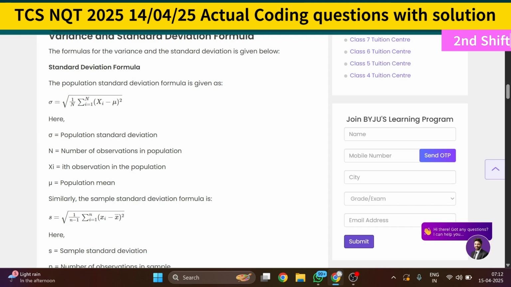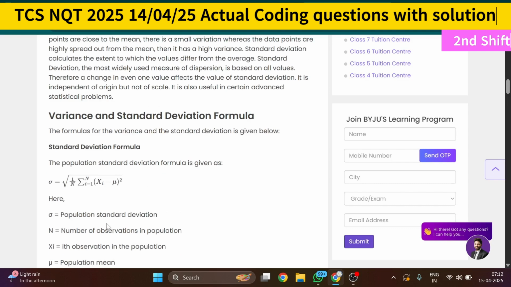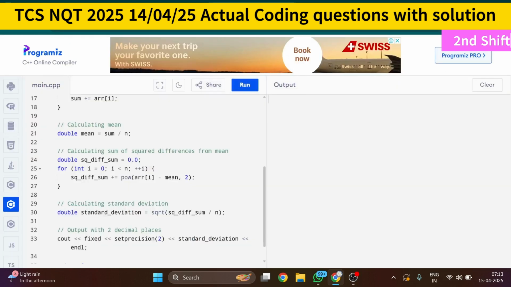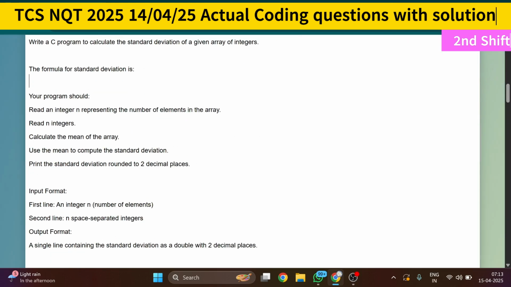You had to use the standard deviation formula. For that, you have to find the mean, then take the sum of squares of the differences and divide by n. Let me come to the solution and how to solve it. Let me give some more details about the question. First, in the first line you have to read the integer n, then you have to read the array. If you are a candidate who gave the exam in the second shift, please comment whether the array was given as a fixed size or not fixed. I am considering here that the array has a fixed size.